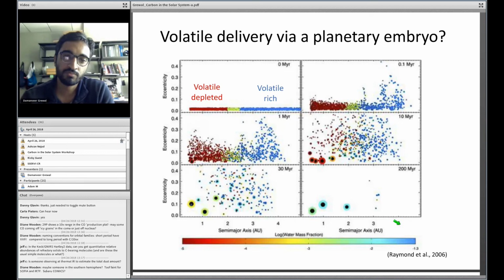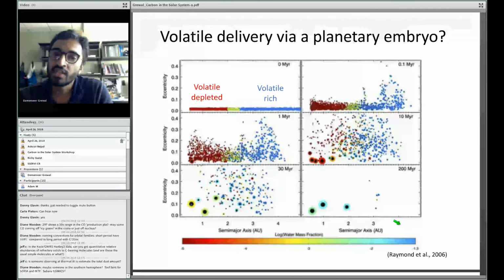To look at that, we look at numerical simulations for planetary formation. The red symbols over here show volatile-free material, and the blue symbols show volatile-rich material. As we go close to the Sun, we have volatile-depleted material, and as we move away from the Sun, we have volatile-rich material. So 0 million years represents the formation age of the solar system, and all the bodies in the inner solar system were initially accreted from volatile-depleted material.